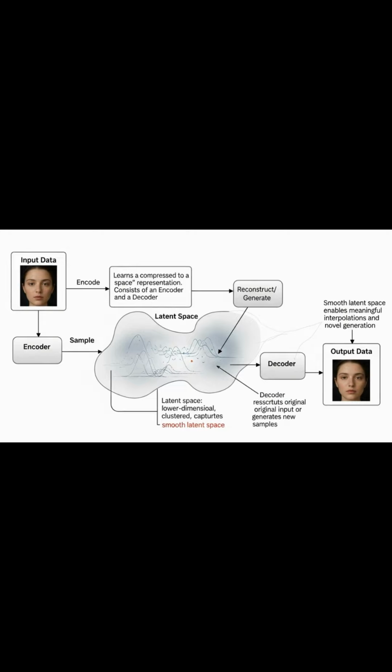This latent space is a lower dimensional representation where similar data points are clustered together, capturing meaningful variations. The decoder then takes samples from this latent space and attempts to reconstruct the original input or generate new, similar data. The variational aspect ensures that this latent space is well-structured and smooth, allowing for meaningful interpolations and the generation of novel, coherent samples by sampling from this learned distribution. VAEs are particularly good for tasks like image denoising, anomaly detection, and controlled generation.